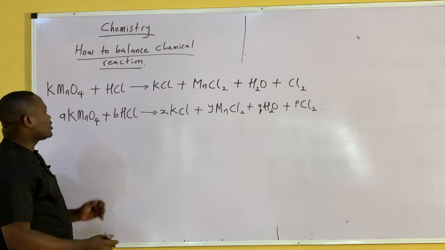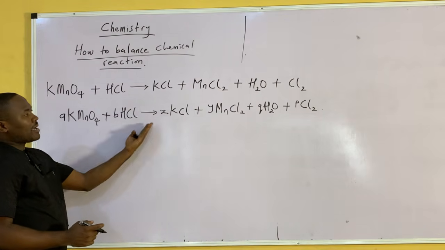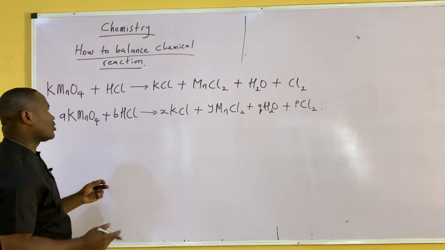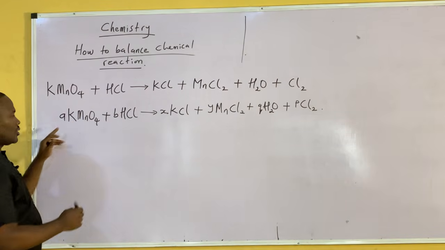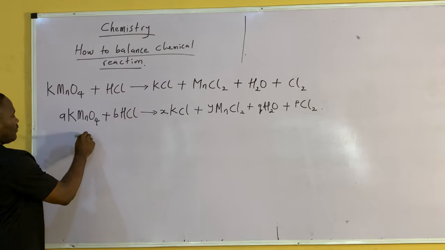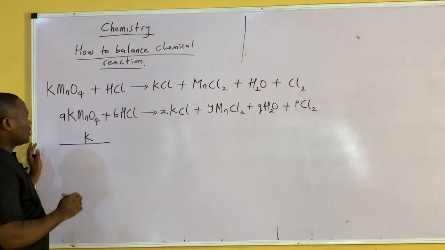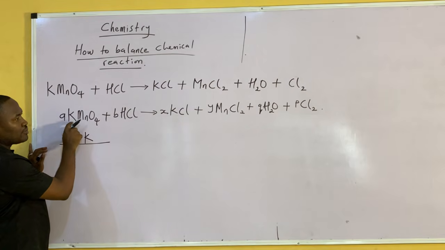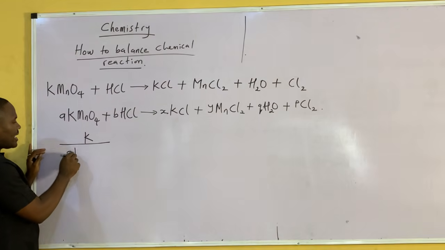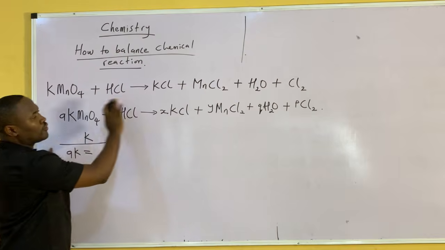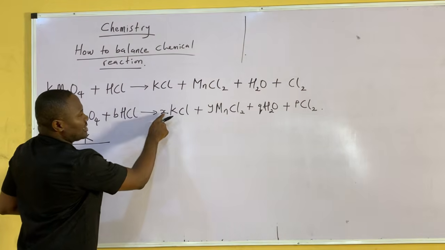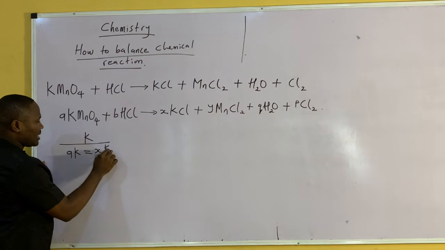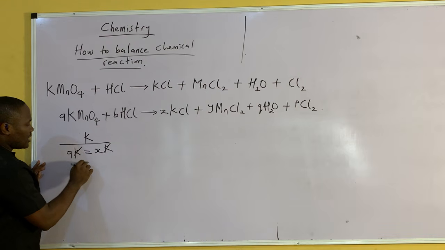Now, the next thing is to balance each element at my reactant side to that same element at my product side. Now, let's go. The first element is potassium. For potassium, on this side, this a is affecting potassium. This 4 is not affecting potassium. So I have potassium as aK is equal to, look for potassium on the product side, it is only affected by this x, so is equal to xK. This cancels this, a equals x.